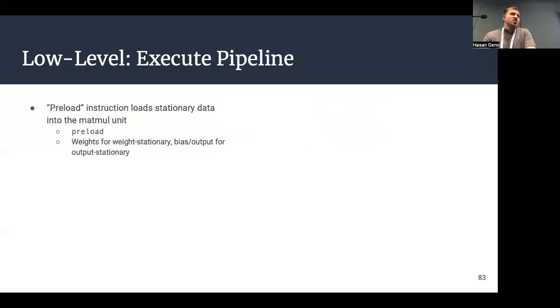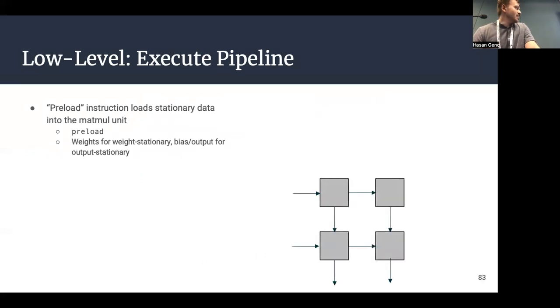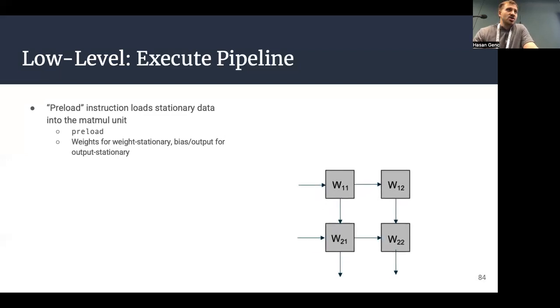Okay, the execute pipeline has 2 types of instructions, right? We have preload instructions, which load stationary data into the spatial array. So if you want to run weight stationary matrix multiplications, for example, the preload unit would store weights into the systolic array. If you want to do output stationary, they might store your bias into the systolic array, for example. Right, so you would have weights and you would preload them once so that they can remain stationary there.